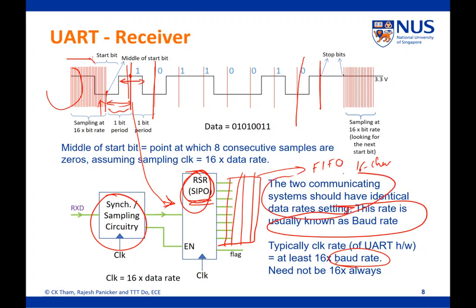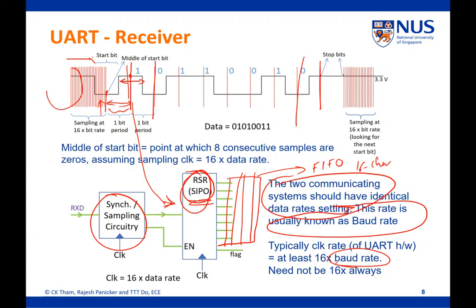So the two communication systems should have identical data rate settings. In fact, for two systems to be able to talk to each other, they should have identical settings with respect to the data rate, with respect to the number of bits per character. It could be 5 to 8, right? Both the parties have to agree on it. Otherwise, the receiving party has no way to know how many bits to expect. So the settings should be identical on both sides.